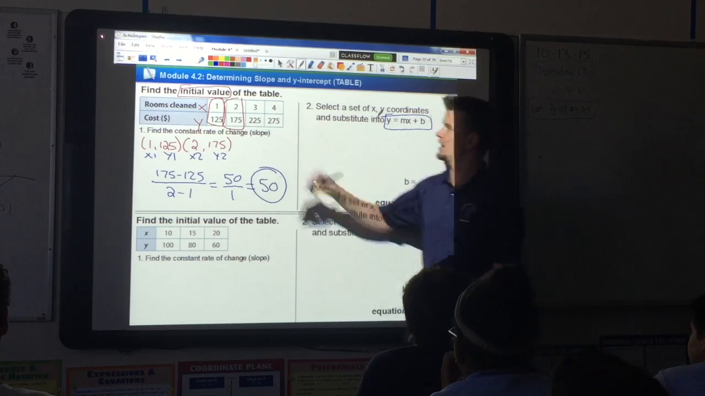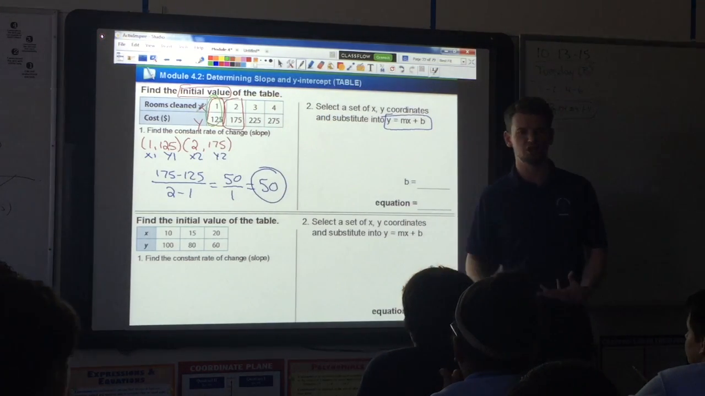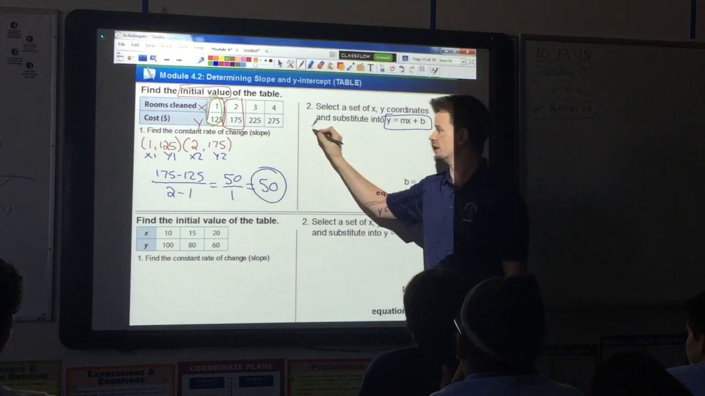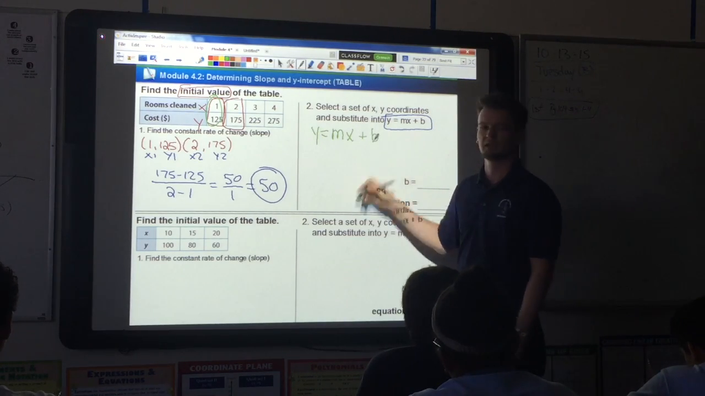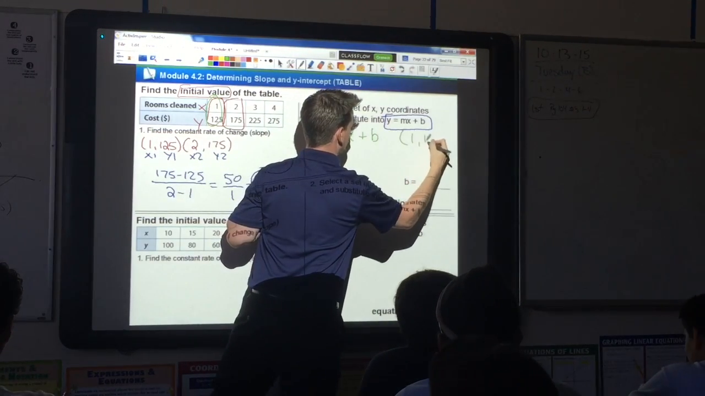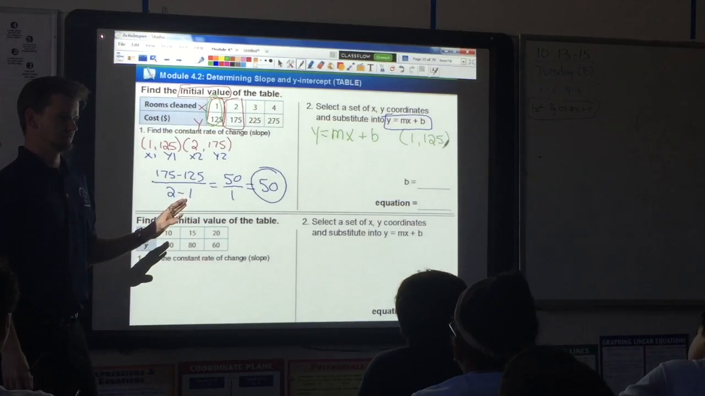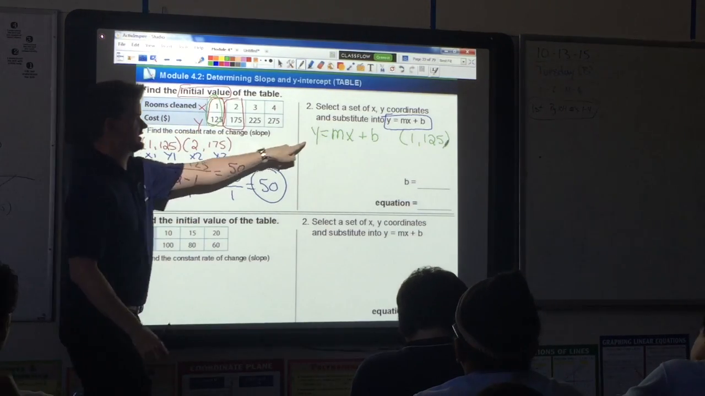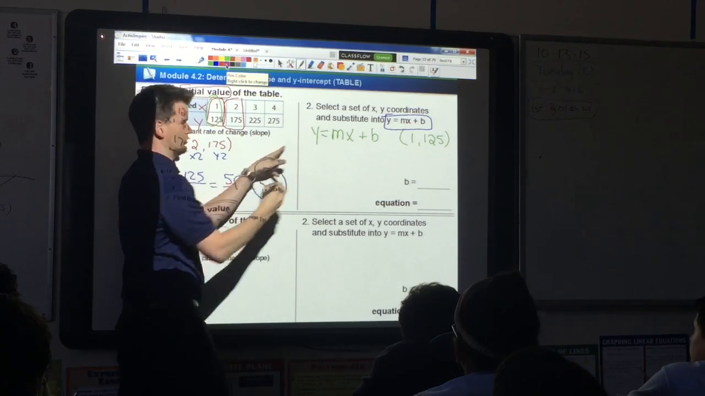Let me show you how it works. I am going to use the smallest one because it makes my job easier. So this is my equation. y equals mx plus b. Let's substitute in what we know. If I'm going to use this coordinate pair, you with me? Yes. What am I substituting in here for y? What's my y value in that coordinate pair? 125.